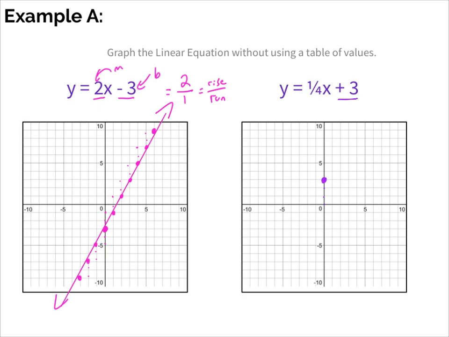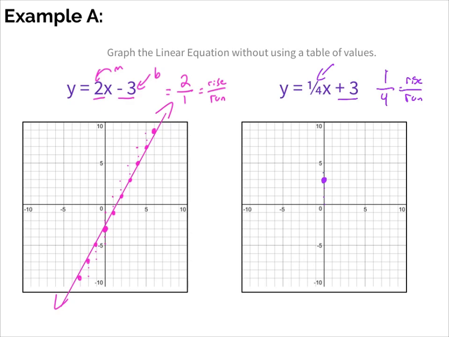Now our slope here is 1/4. So the good news is we don't have to try and figure out what the 2 over 1 is. It's going to tell us that we're going to have a rise of 1 and a run of 4. So a rise of 1 and a run of 4. So we're going to be going up 1 and over 4.